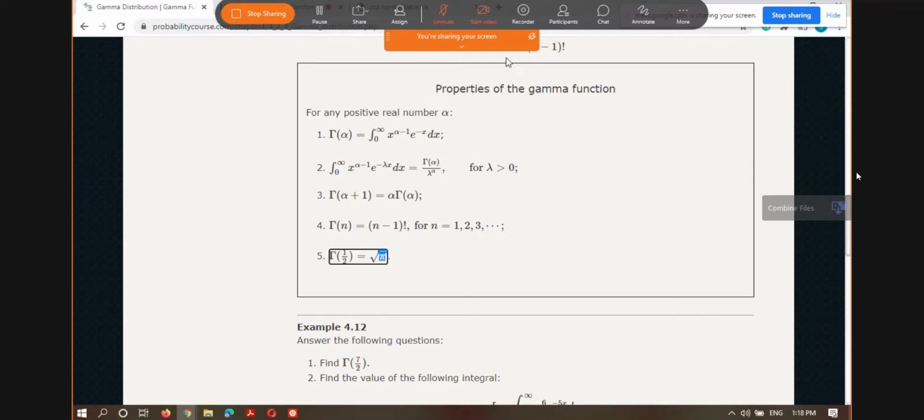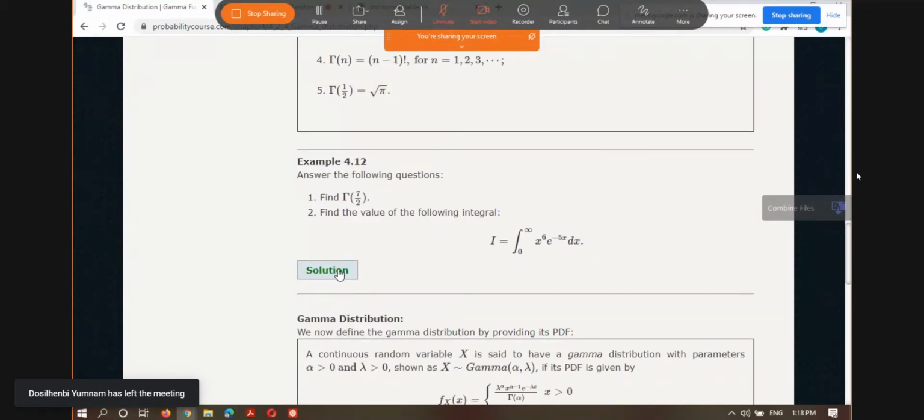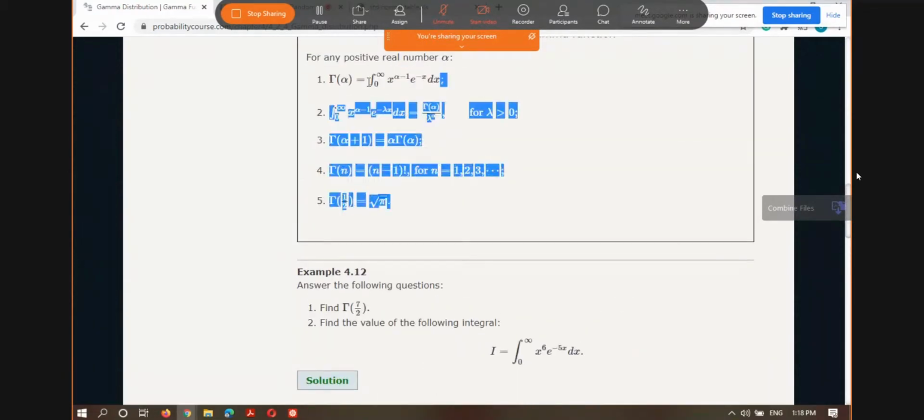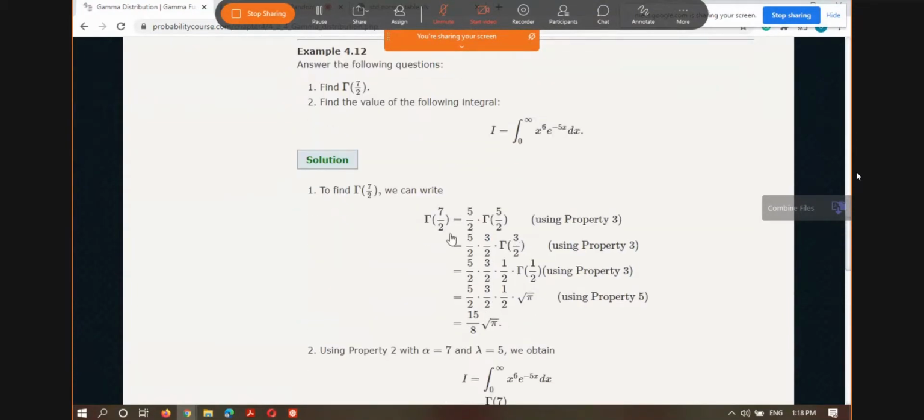So these are the results related to the gamma function that we will use later in some calculations. For example, we will see how we use these results. You already know all these things from your second and third semester studies, so you can go there.